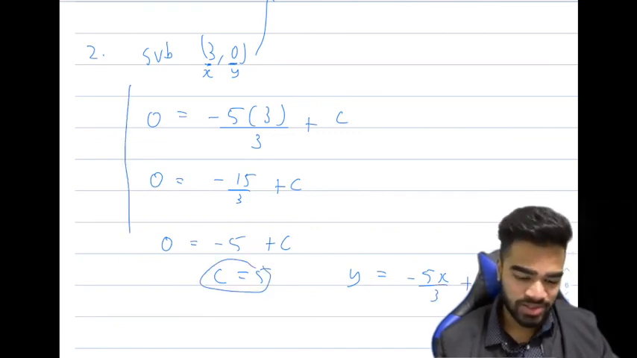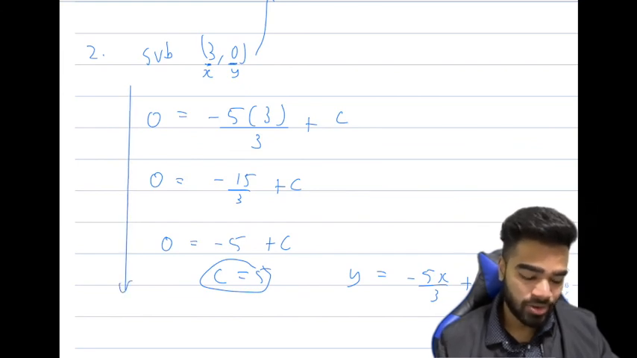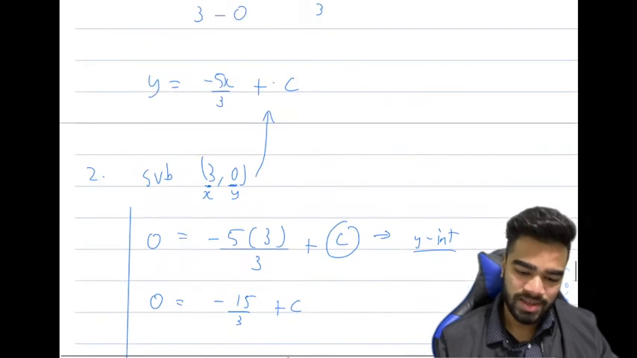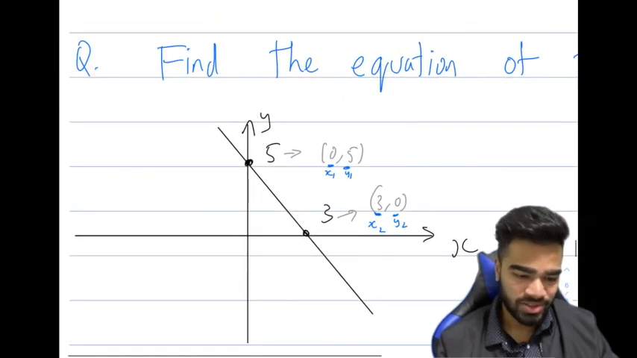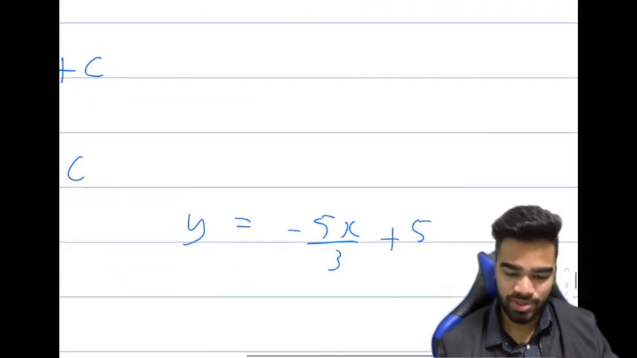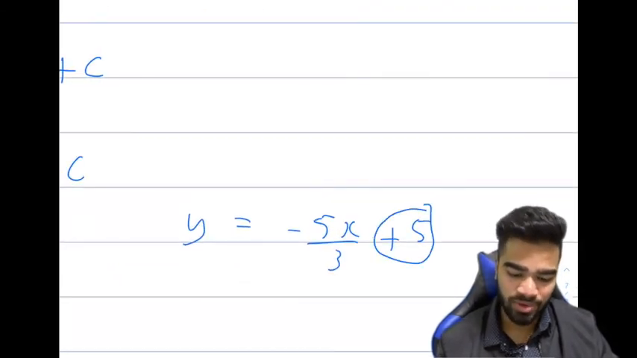Now, some of you might have noticed, some of you probably might not even have done this calculation. Because what is c, guys? C is the y-intercept, right? As you can see in the graph, they technically gave us the y-intercept. The y-intercept is 5, which is what we got in the equation.